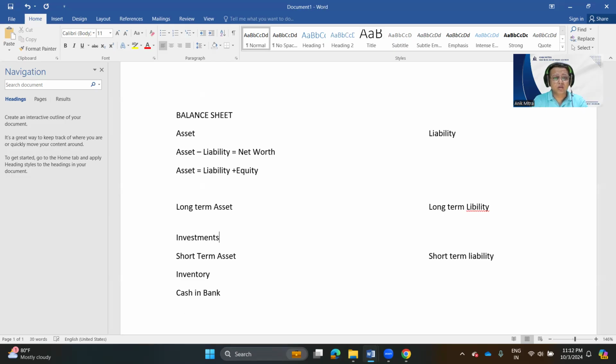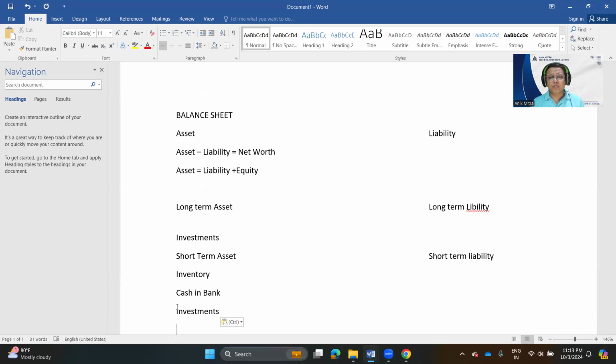Investments can be a component in the long-term assets as well as in the short-term assets. Some of the investments may be in mutual funds, long-term securities, stocks, or FDs. Those are all long-term investments. But some of the investments may be in very short-term T-bills, 91 days T-bills. So these are all short-term investments, right? These are the examples.